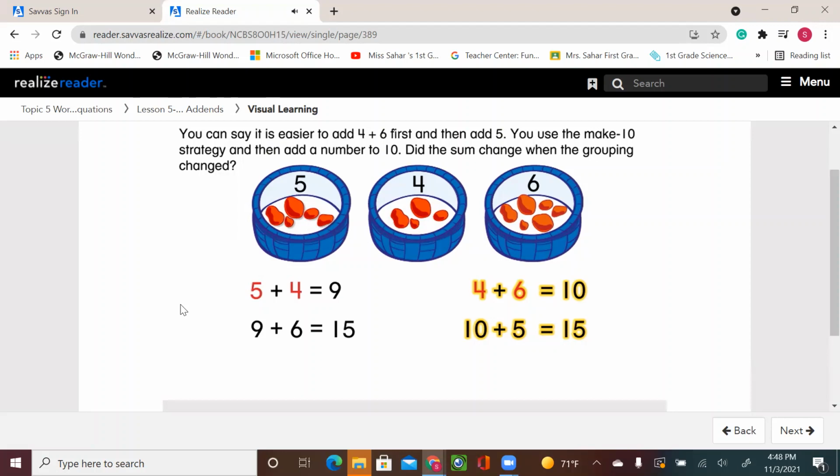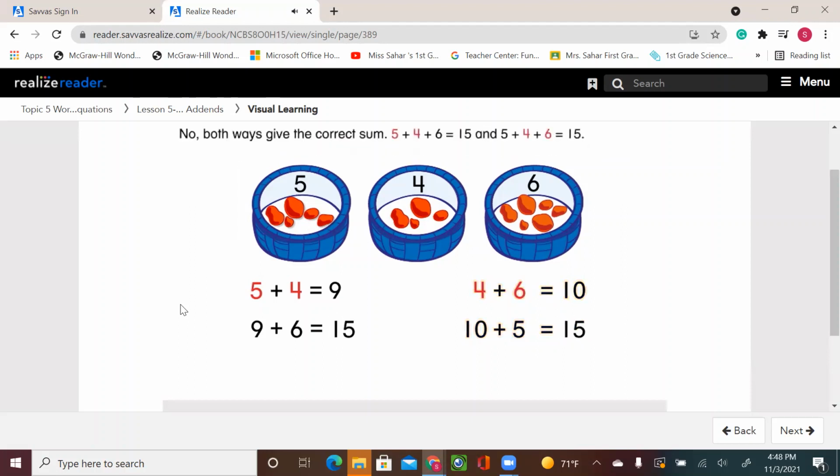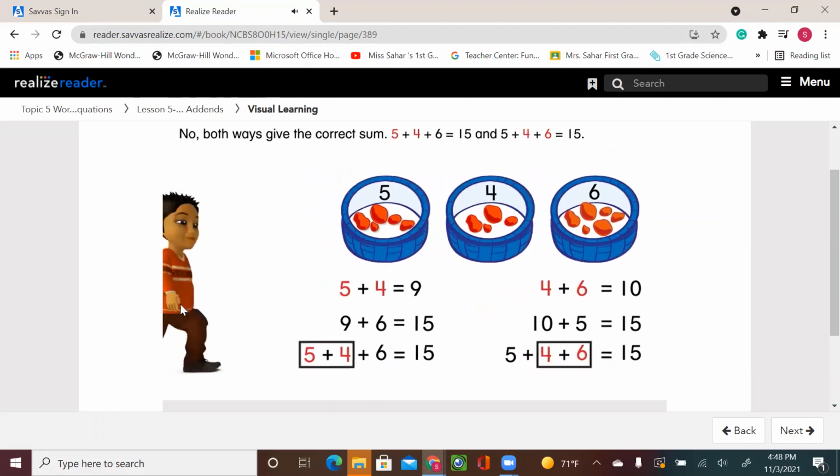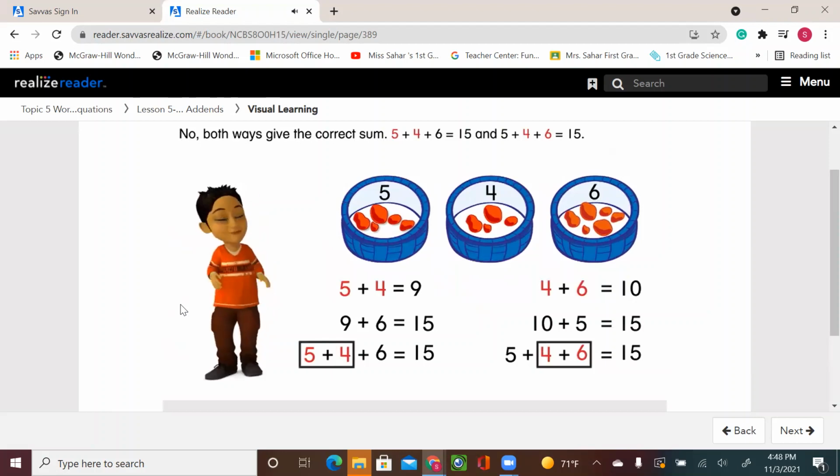Did the sum change when the grouping changed? No, both ways give the correct sum. 5 plus 4 plus 6 is equal to 15. You can group the numbers either way. The sum is the same.